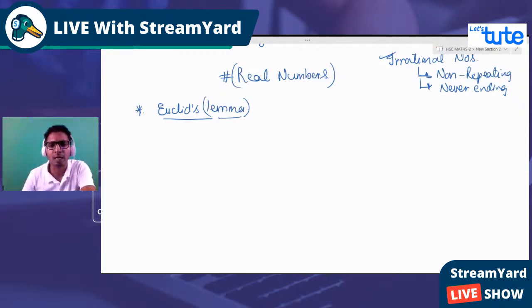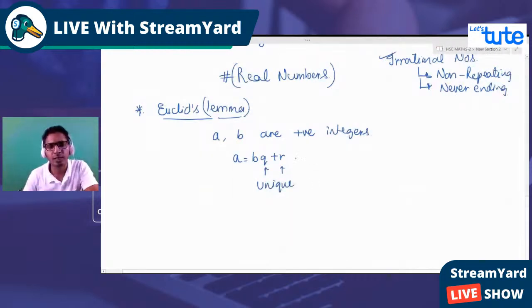Suppose A and B are positive integers. Suppose I can show this as A equals BQ plus R, where Q and R are unique, where R is greater than or equal to 0 and less than B. So this is what Euclid's lemma suggests, that whenever you have two positive integers A and B, you have two more integers and they are unique, and therefore you can represent A this way.